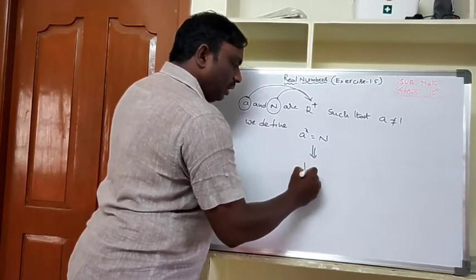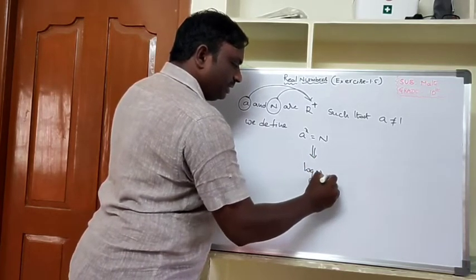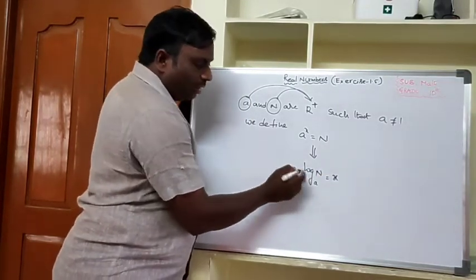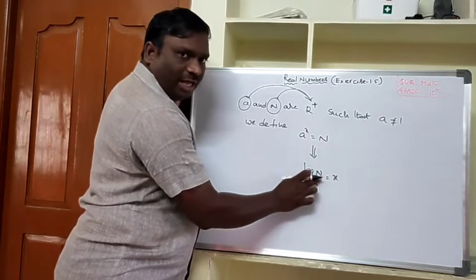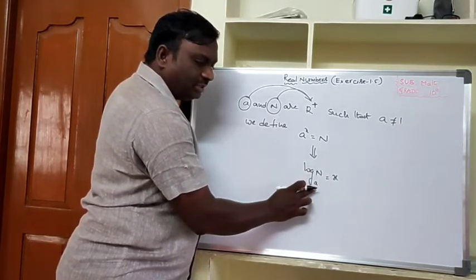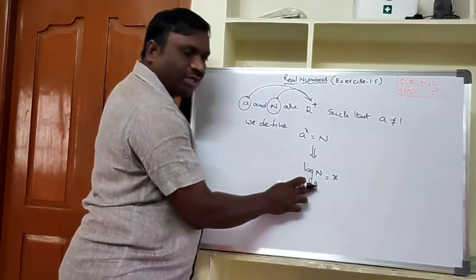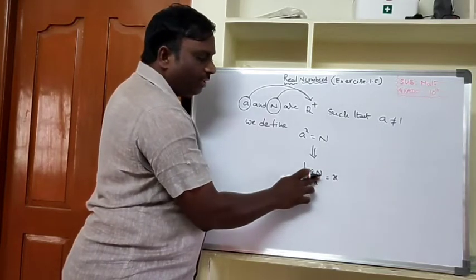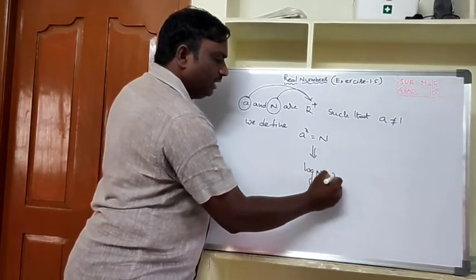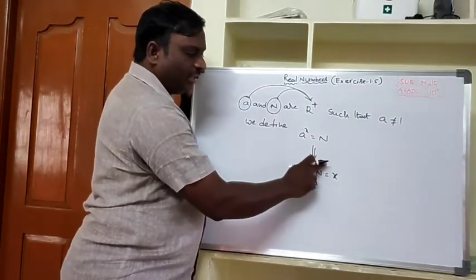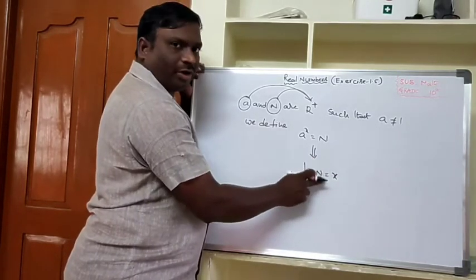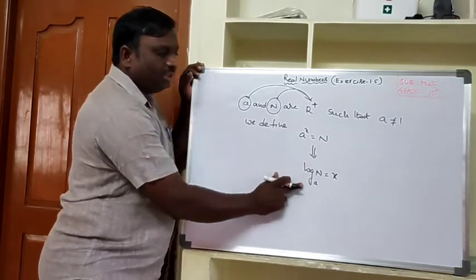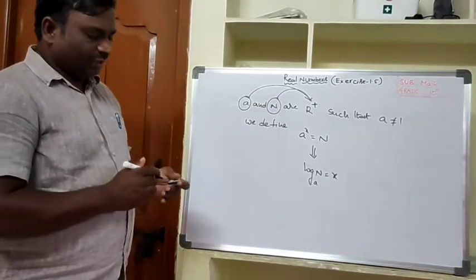How can we change it? Log n to the base A equal to x. When you are writing log n base A, log means the logarithmic value, n is the logarithmic value, and the base is A. For the base you have to write it as a suffix. This is equal to x, the opposite of n. Don't write it here or here, because if you write it there, it will become a power of n. So log n to the base A equal to x. This is the exponential form and this is the logarithmic form. This is the definition of logarithm.